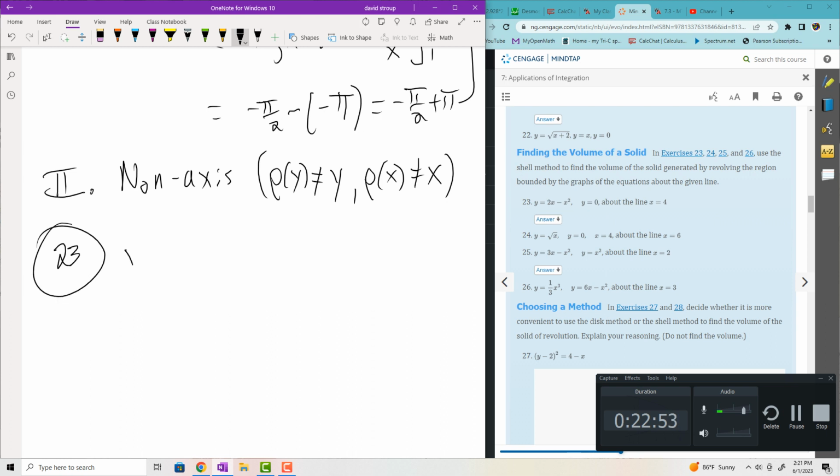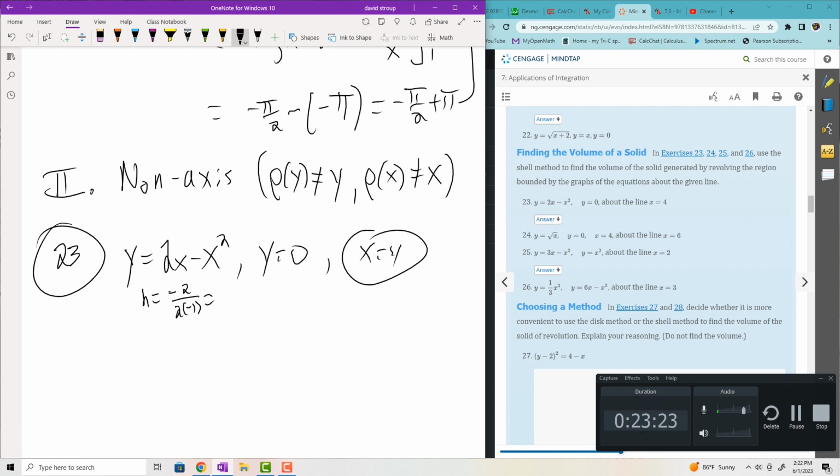Okay, so y equals 2x minus x squared, and then y equals 0, and I want to go about the line x equals 4. All right, so this guy, one of our parabolas, I always like to get the vertex, which is negative b over 2a. So negative 2 all over 2 times negative 1 is going to be positive 1. And then the y coordinate plugging back in is 2 minus 1, which is 1.